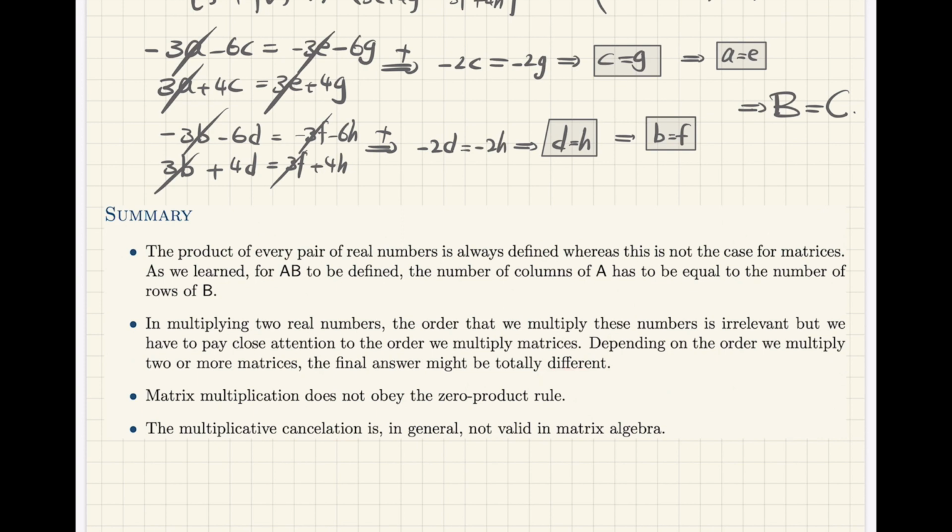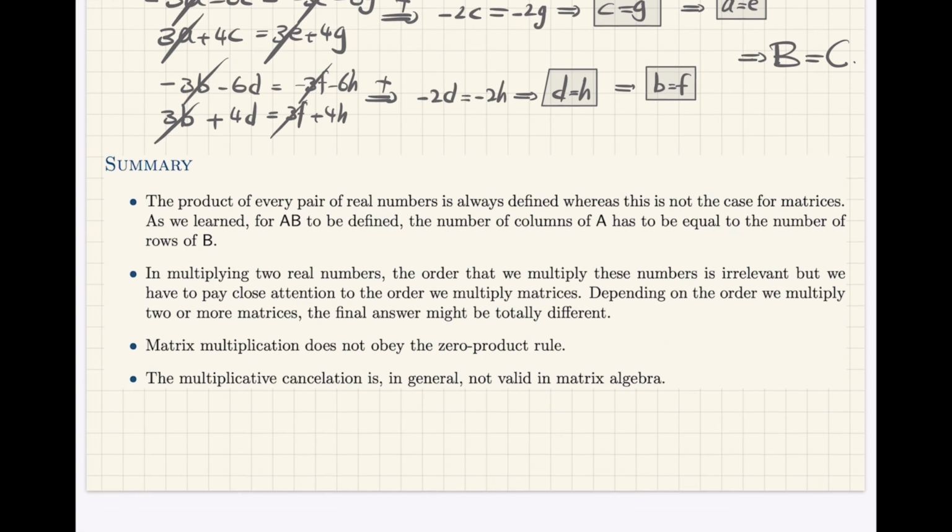Do you remember the third? Matrix multiplication does not obey the zero product rule. So if you get that a product is zero, don't immediately conclude that either the first matrix should be zero or the second matrix should be zero. The multiplicative cancellation in general is not valid in matrix algebra. So it is extremely important to pay close attention to these differences.